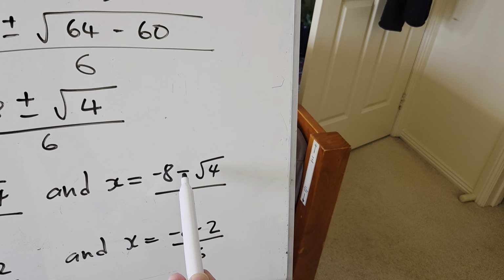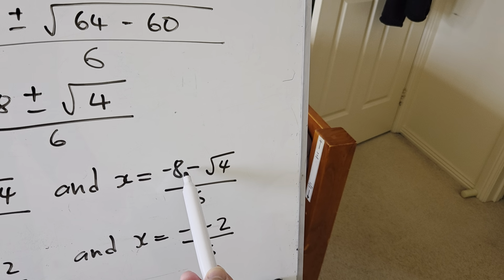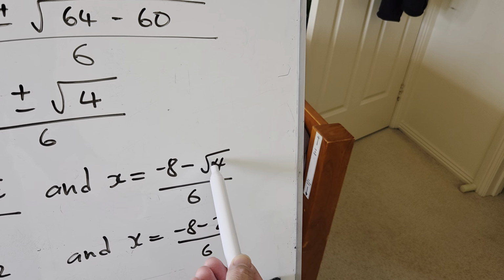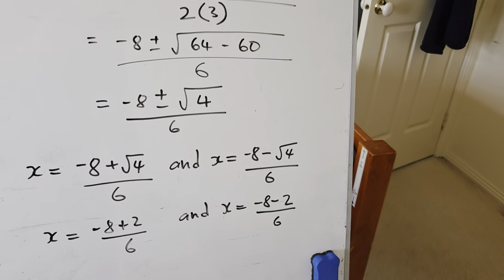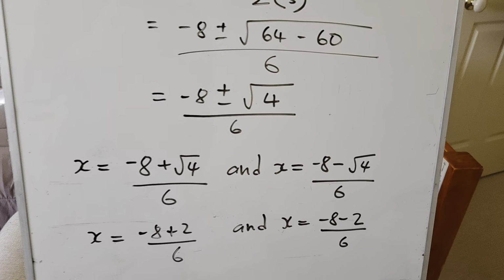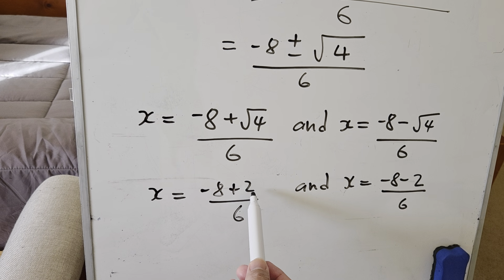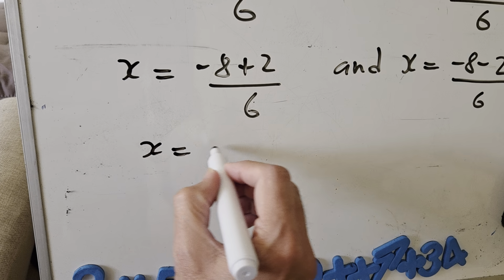We can't say that minus square root of 4 is not possible because the minus sign is outside. If that negative sign was inside, then we could say that the square root of a negative number is not possible, but that minus sign is outside. So it's minus square root of 4, which means minus 2. Negative 8 plus 2 gives you negative 6. Negative 6 divided by 6 gives you 1.